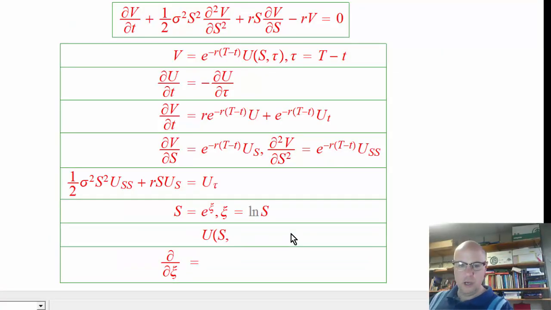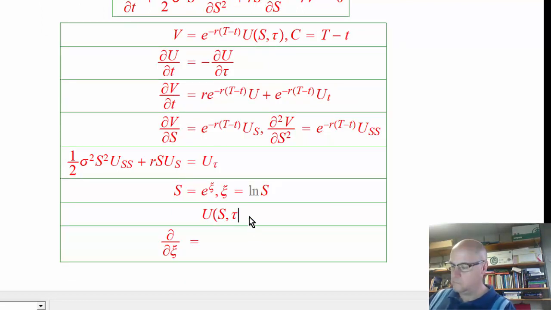Right now I've got u being a function of s and tau. I'm going to end up then, instead of writing s here, I'm going to write e to the squiggle. So when I differentiate with respect to squiggle, that'll be the derivative of u with respect to the first argument, which is like our s, so that'll be like u sub s times the derivative of s with respect to squiggle.